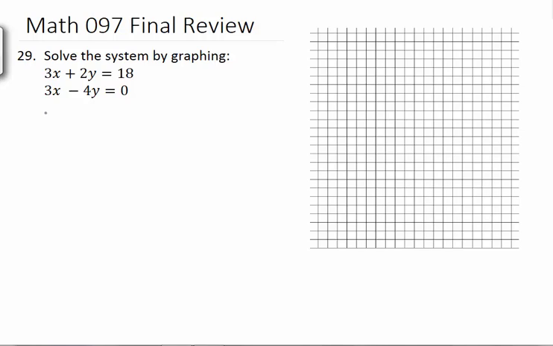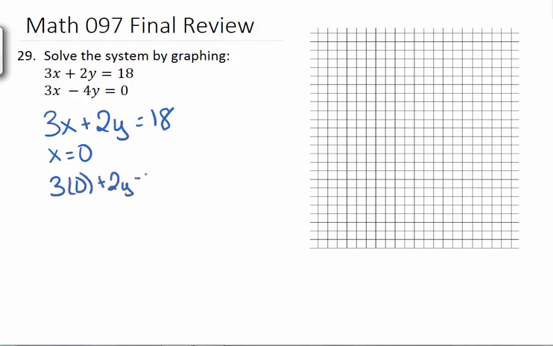Number 29 wants us to solve a system by graphing. So let's start graphing the first line, 3x plus 2y equal to 18. Let's start by letting x be equal to 0. This gives us 3 times 0 plus 2y equal to 18. So that gives us 2y equal to 18, and dividing both sides by 2 gives that y is 9. So we can graph this point, 0, 9.